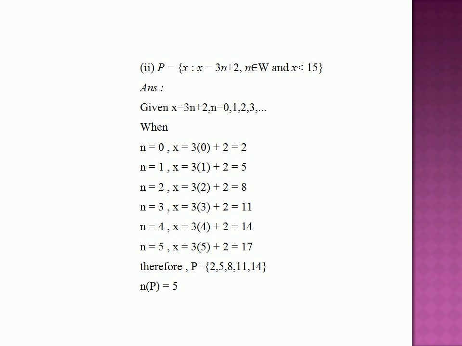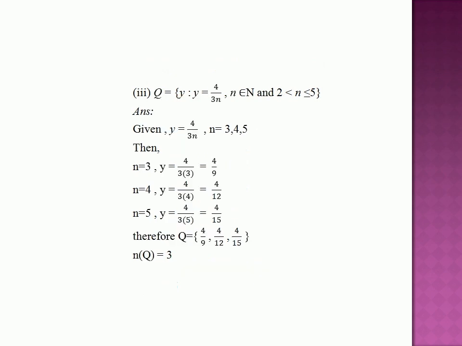It is wrong. So, up to 4 only we have to take. N is equal to 4 only we have to take. Then you get 14. It is less than 15. So, your set P is equal to set of all 2, 5, 8, 11 and 14. So, how many numbers are there in this? 5 numbers. So, number of elements in P, that is cardinal number of P is equal to 5.